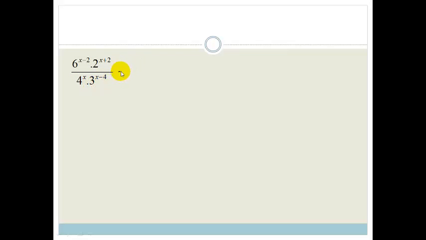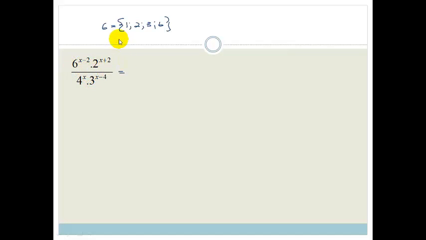So if we look at 6, we need to see what we can break it down into. Now 6 has a set of factors of 1, 2, 3, and 6. There are a couple of things we can do to make this very easy for us. First of all, we can see already that our smallest bases are 2 and 3. So if we could take this 6 and break it down into 2 and 3, that would make it nice and easy.